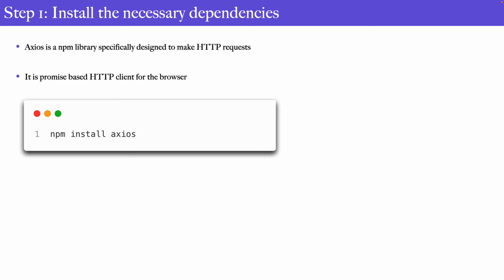It is an NPM library specifically designed to make HTTP requests. And most importantly, it is a promise-based HTTP client for the browser. In order to install this library, we need to navigate to the root of the project and execute the command npm install axios. It is going to install this dependency and register it inside the package.json file.